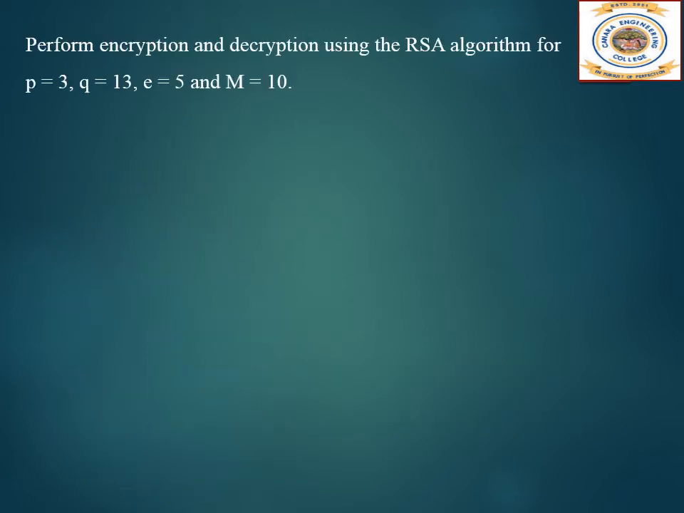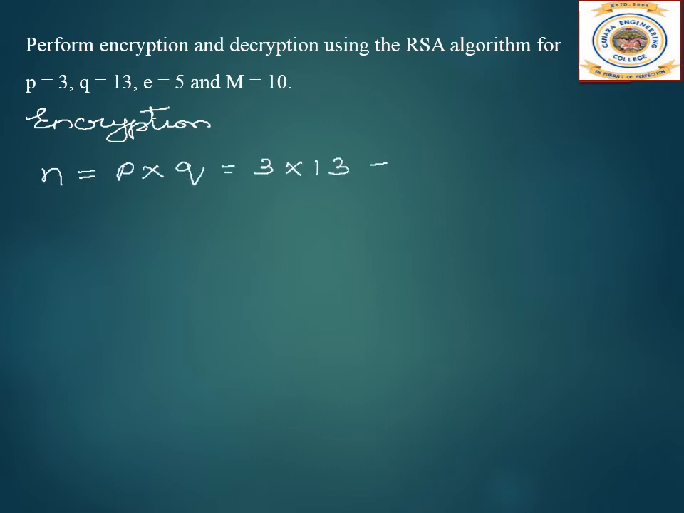So in this example, P is given as 3, Q is 13, E is 5 and M is 10. So we have to do the encryption and decryption. Let us start with the encryption process. First we need to calculate N. N is equal to P into Q. So 3 into 13, we get this as 39.